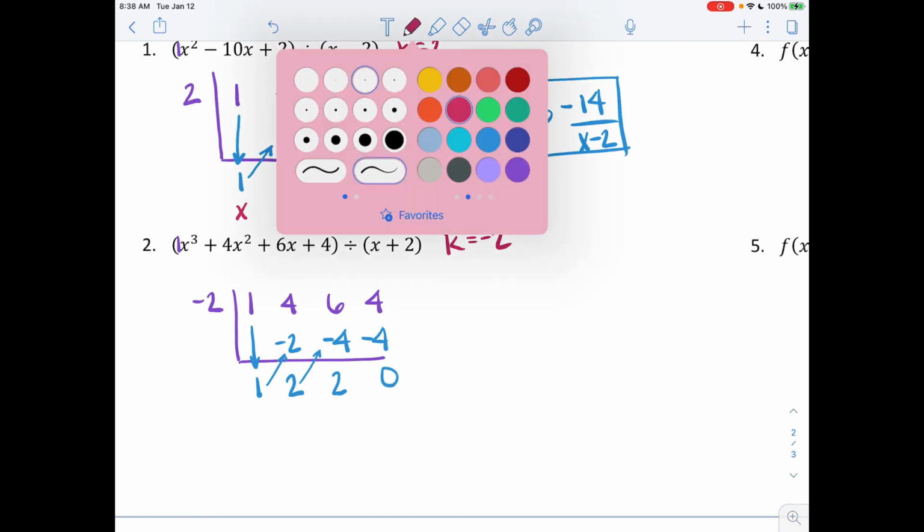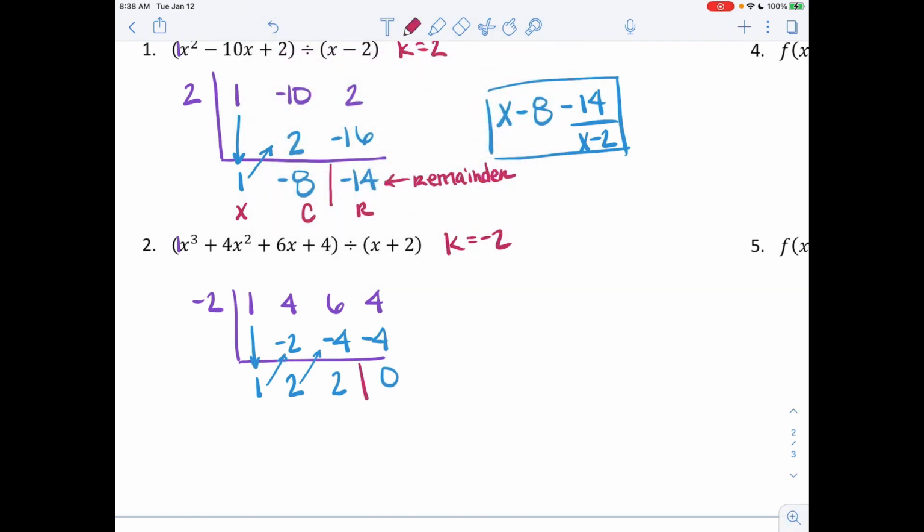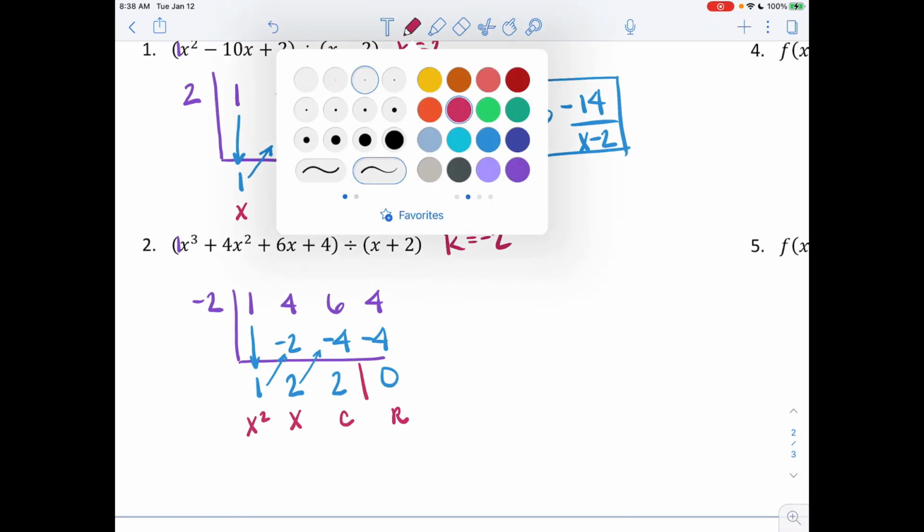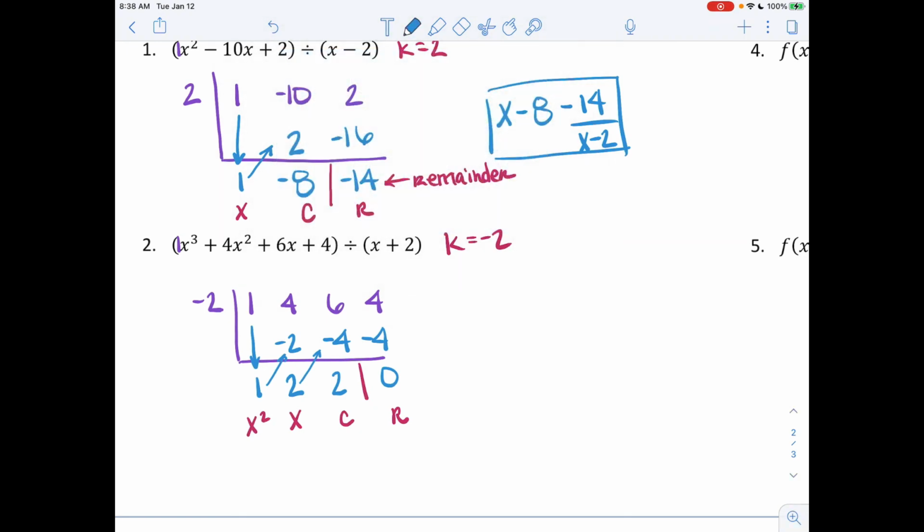So that means that for this particular problem, our remainder is 0. So we don't have to write anything with a fraction of remainder over divisor because it's 0. Continuing to the left, constant, x and x squared. So we will write our final answer as combining these back together. So we have a 1x squared, which we would just write as an x squared, plus 2x plus 2. No remainder, so no fraction.